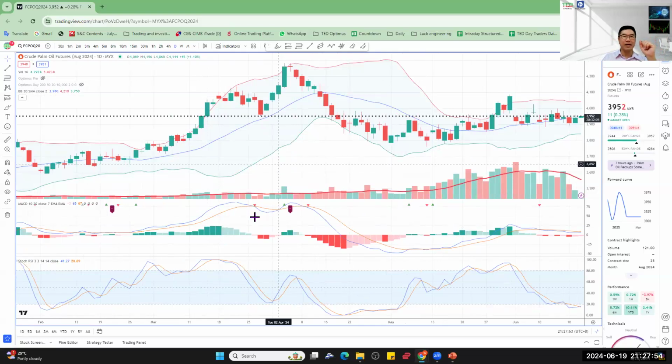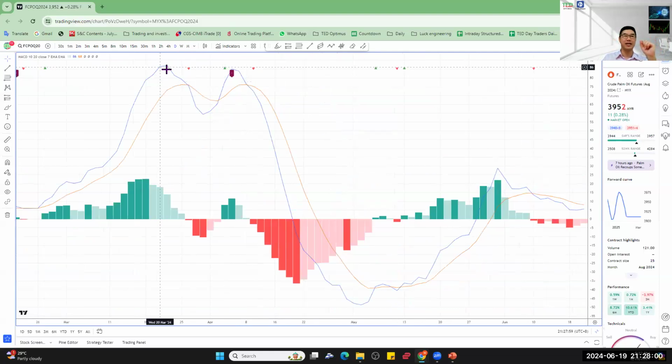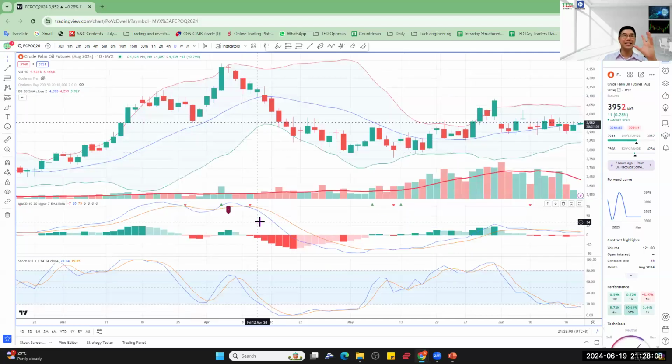Another way to get out is, you can see from here, this is the so-called dead cross. That means this shorter line, the more volatile line, cuts below. Actually this is a lagging indicator. When a lagging indicator happens, you should follow it, especially for the exit.